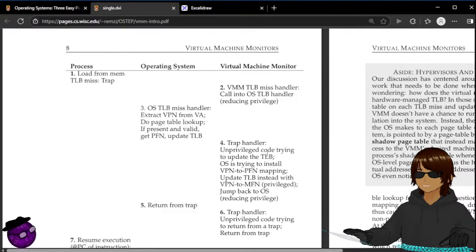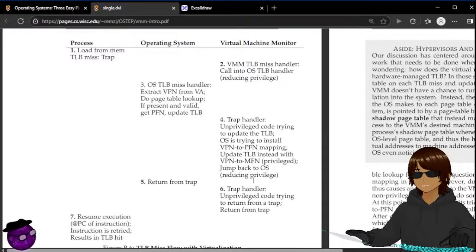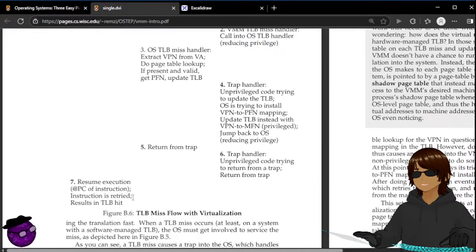Trap handler: unprivileged code trying to update the TLB. The OS is trying to install a VPN to PFN mapping, so the VMM updates the TLB with VPN to MFN instead. Jump back into the OS, return from trap. Trap handler: unprivileged code trying to return from a trap. Return from trap, and then resume execution.